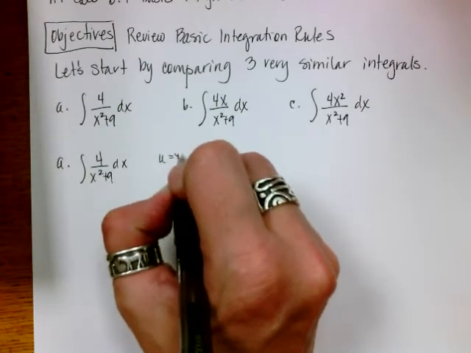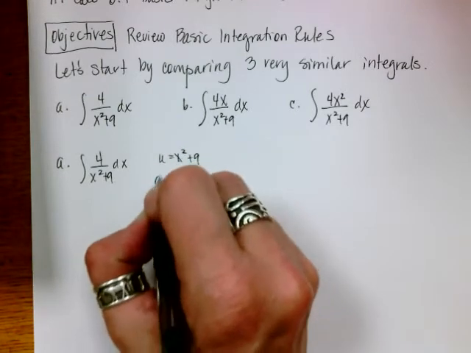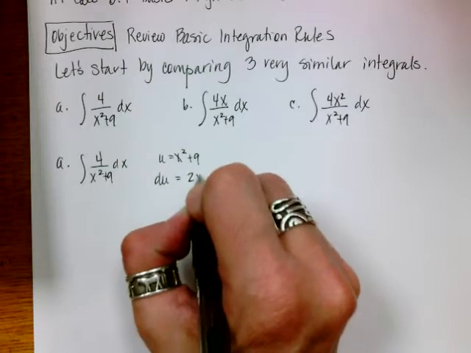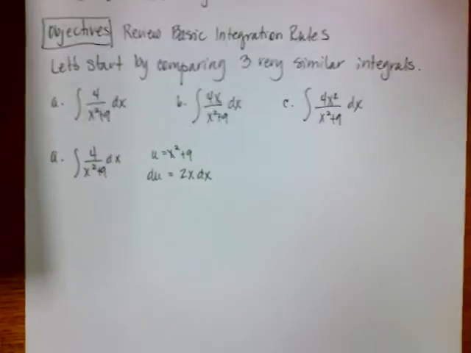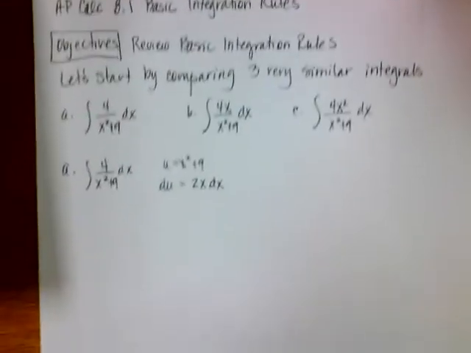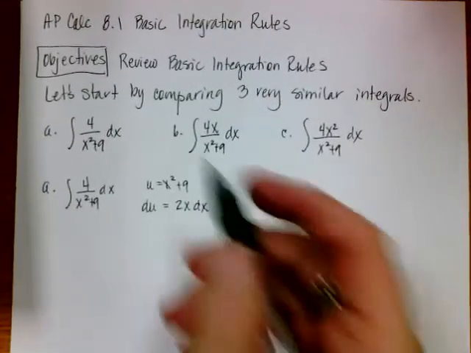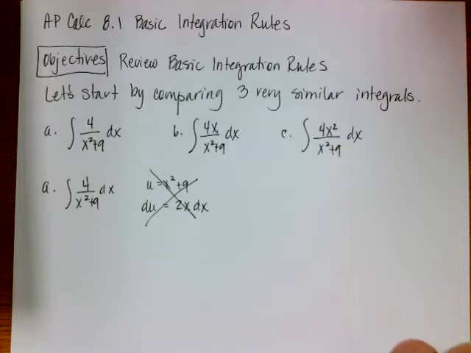So if I start with this one, 4 over x squared plus 9 dx, I could let u equal x squared plus 9. Then my du is going to be 2x dx. And that's going to be a little bit problematic.